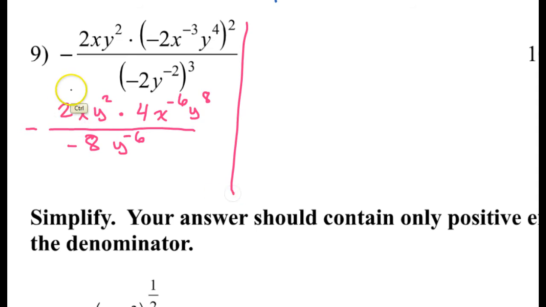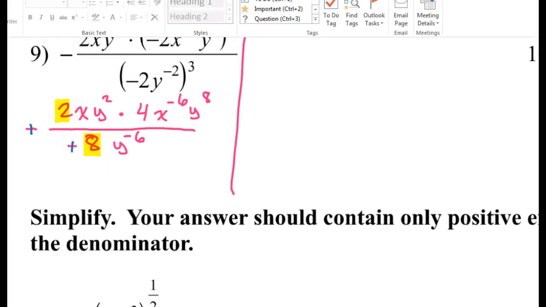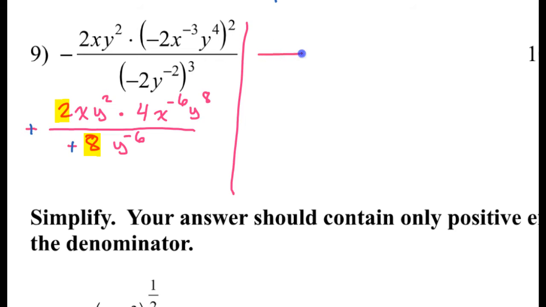Okay, time to consolidate the numerator. Also, these negative signs are going to cancel each other out at this point. So, no more negatives. Also, on the next step, I might as well do this. I've got 2 over 8. That's going to be like 1 over 4. So I'm going to have a 4 in the denominator. And for now, I'm going to keep this y to the negative 6th power.